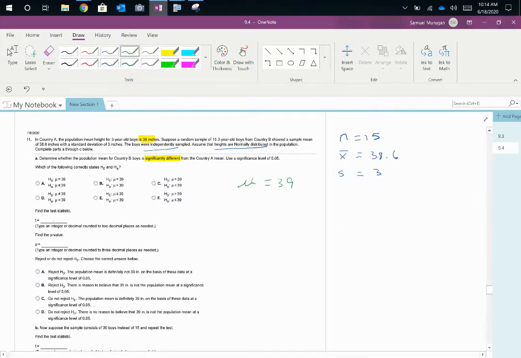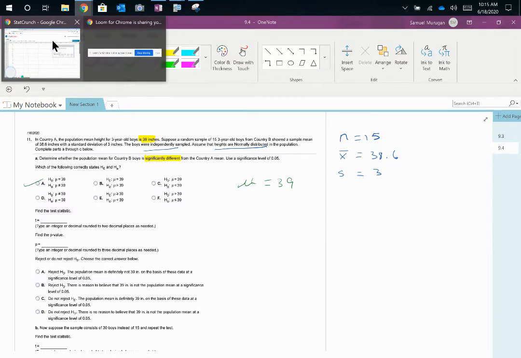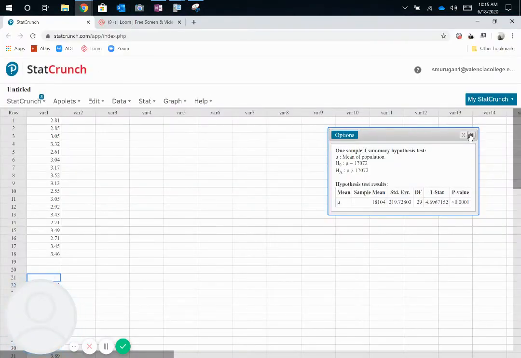Now, to find the t statistic and the p-value, we would need to put these numbers into StatCrunch, right? Oh, by the way, they're asking for not equal to, so we're going to select number A, not equal to. So we want 39, 38.6, 3, and sample size 15. Let's do this first with StatCrunch, and then we're going to do it with a calculator, yeah?